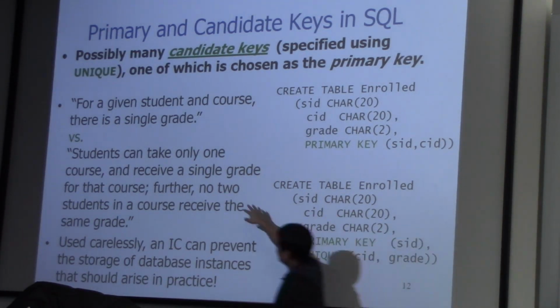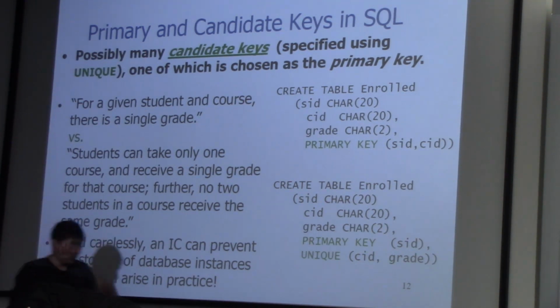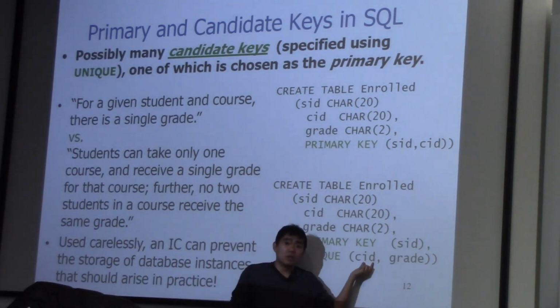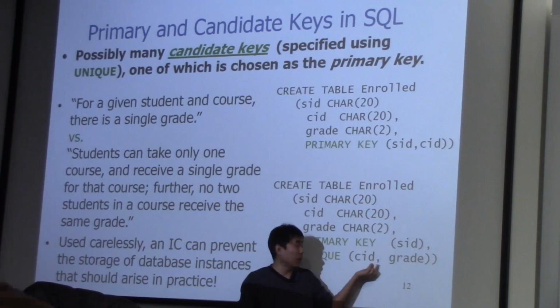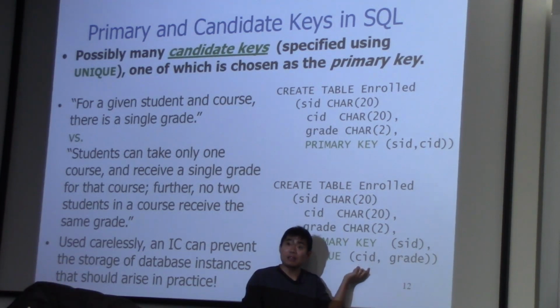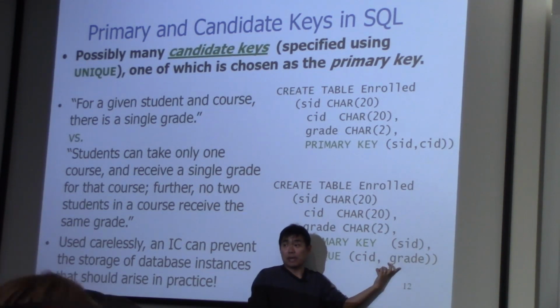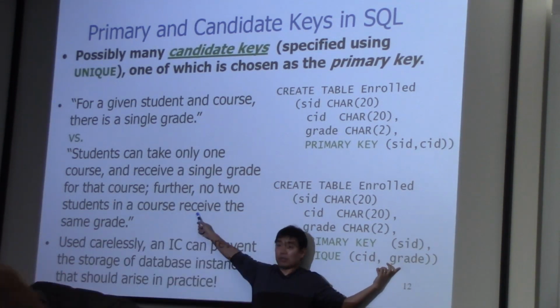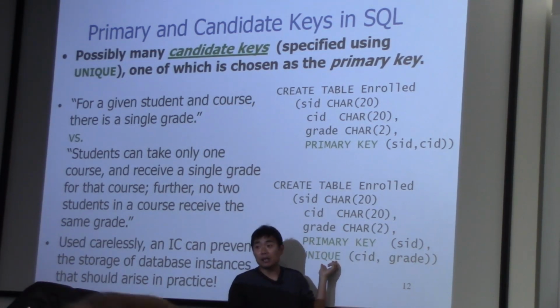Now let's look at an additional constraint. No two students in a course receive the same grade. That tells you the combination of course ID and the grade must be unique. Because if you're in the same course, which means CID is the same, the grade value must be different. So this combination must be unique by this constraint. So that's another key. I can use that as my candidate key.